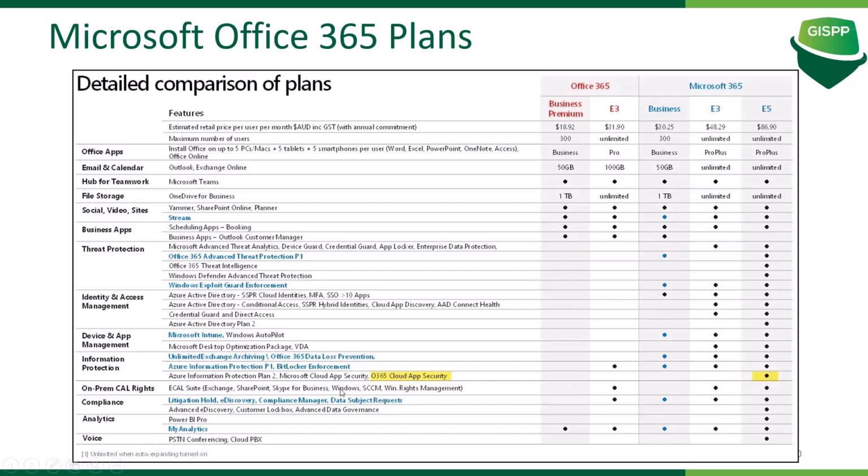If you look at the threat protection, you see Advanced Threat Protection P1 is available only in the E5. Threat intelligence is also available. Windows Defender Advanced is also available in the E5. In most companies, if the company is big, a very big Microsoft customer, then sometimes they upgrade you to E5 without much charge. So some companies may have an E5 license without actually paying for the E5 service. In that case, you can use all these features.